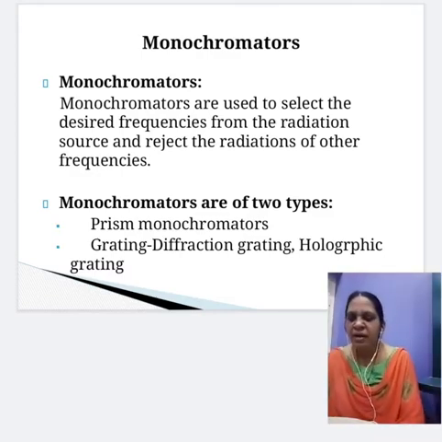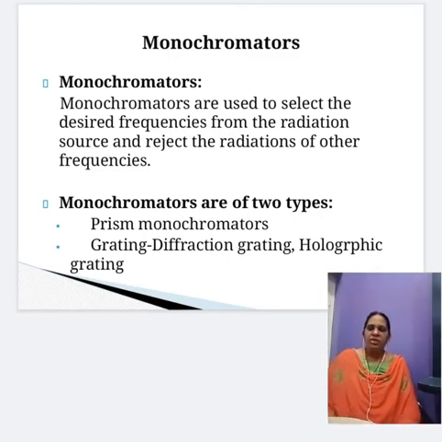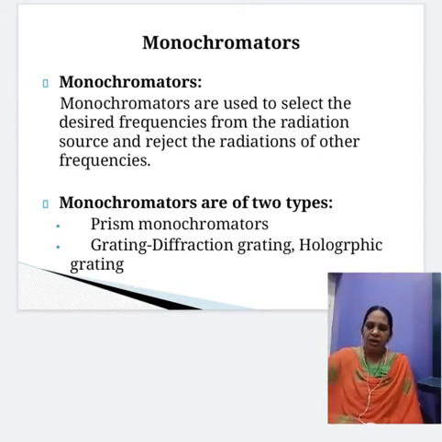So a monochromator is used to isolate a narrow band of radiation, a narrow band of wavelengths. A monochromator module consists of an entrance slit, a collimator, a grating, and different components, which we'll be seeing.